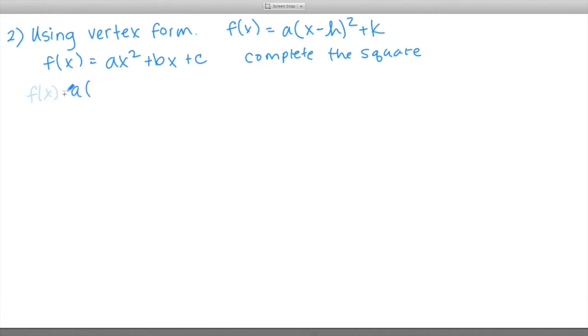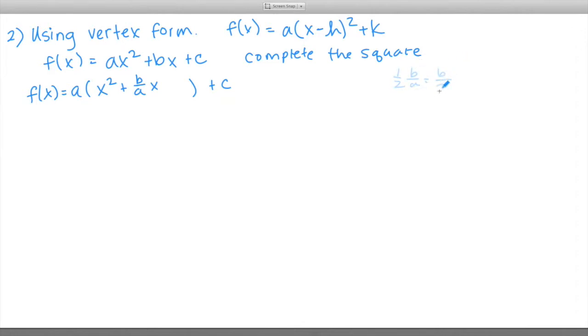So we have f of x is equal to a, and we have parentheses around x squared plus b over a x. Remember, it's b over a, because if we distribute that a, we get back to just b. And then we keep the c on the outside.